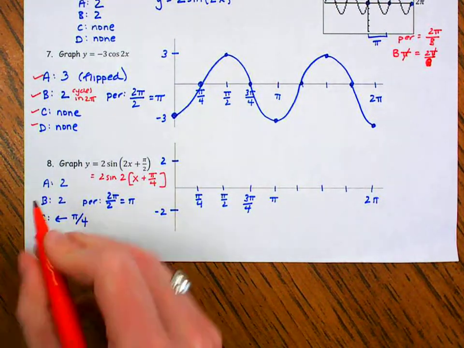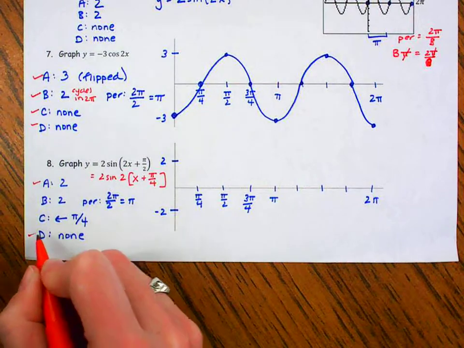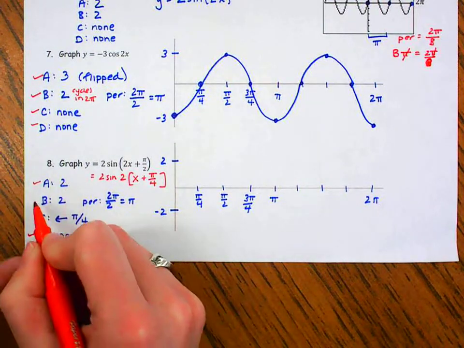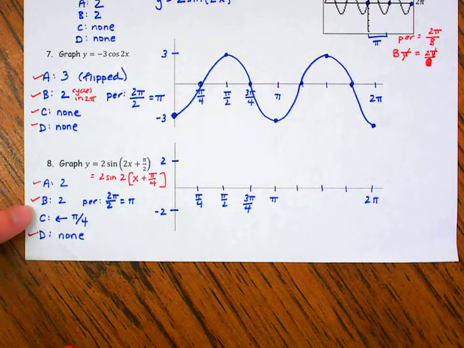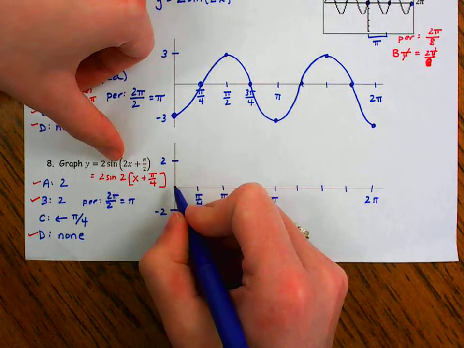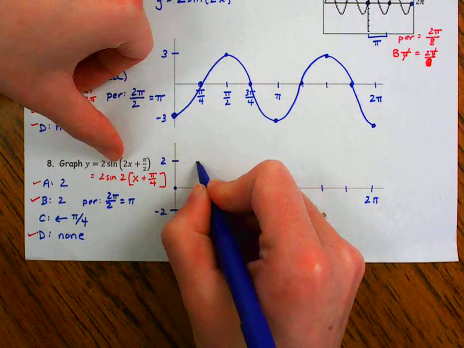So notice I've taken care of my amplitude and my vertical shift. We did that first. Now I've taken care of the fact that I have 2 cycles. We're going to have this left over in a minute. So sine starts in the middle. There's no flipping, so we're going to go up first.